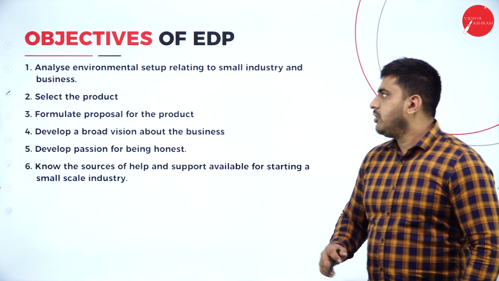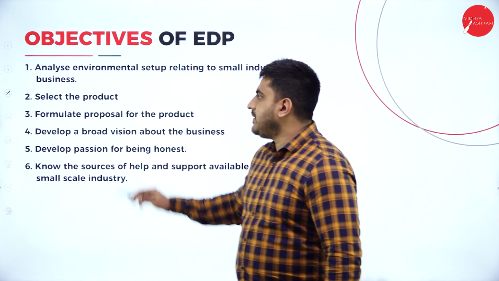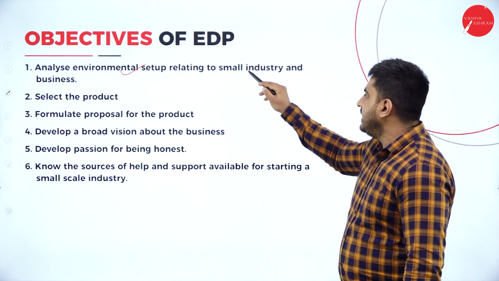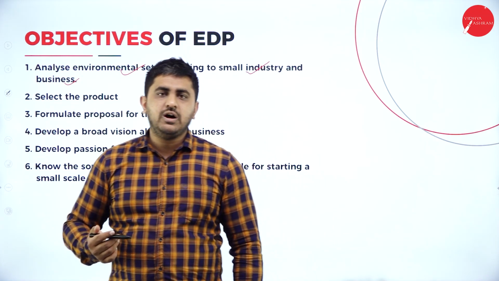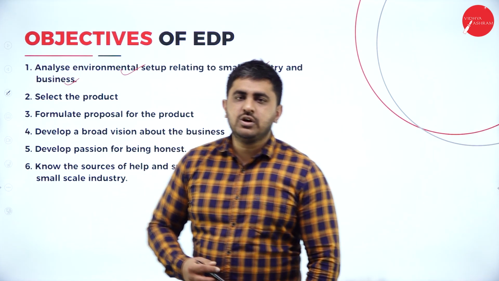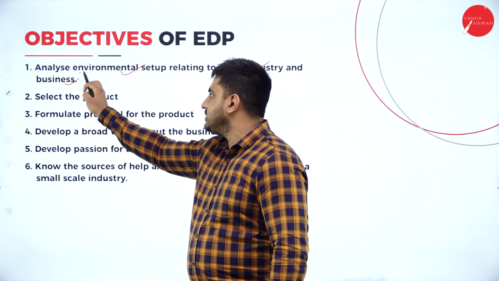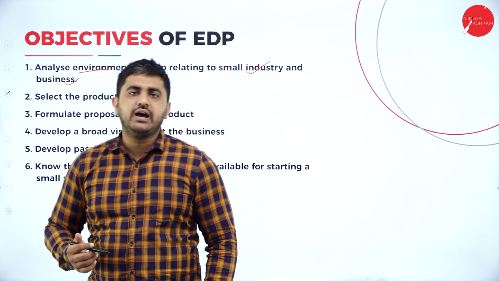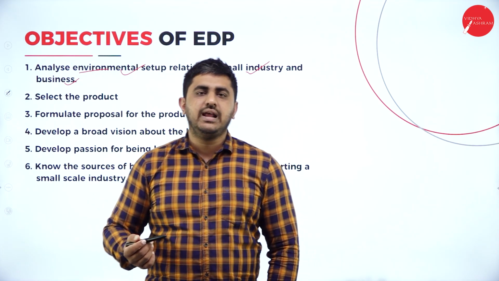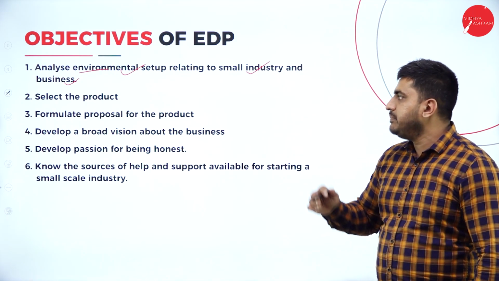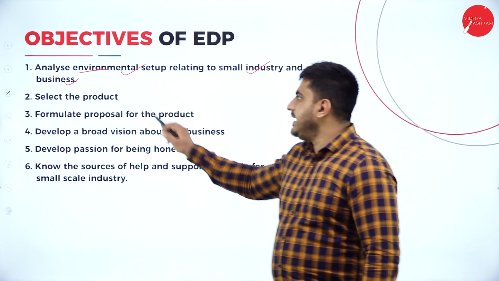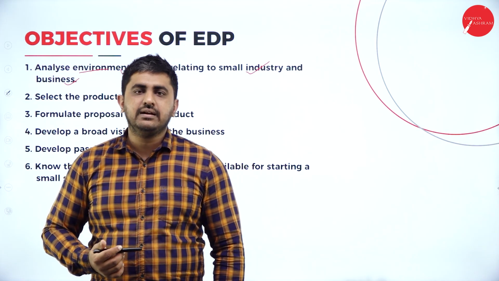So now we are going for objectives, means goals of EDP. The first objective here states that analyze environmental setup relating to small industry and business. So basically, entrepreneur means he has to come out with some business like producing a product or service and sell it. So he will have to deal with different environments. That is, the different business environments like your technological environment, your economic environment, your political and legal environment, social and cultural environment. So the main goal of EDP is, it will help the entrepreneur in understanding the environmental setup that is pertaining to the business.